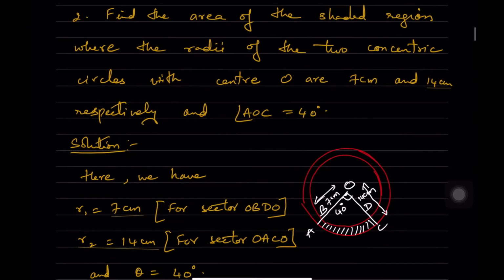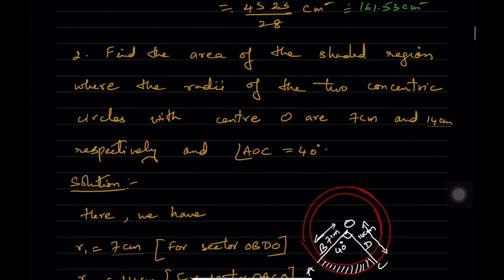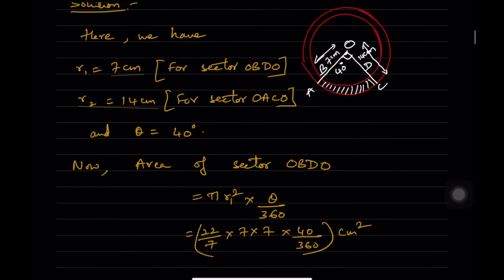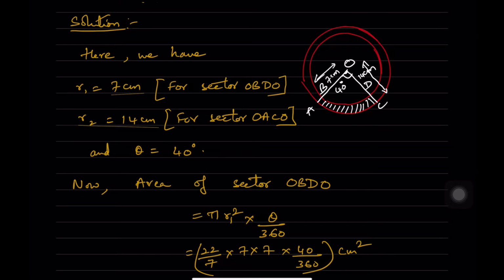Now second problem. Find the area of the shaded region where the radii of the two concentric circles with center O are 7 centimeters and 14 centimeters respectively. From the figure, you can see you are having two sectors. One is the bigger sector, one is the smaller sector. The radius of the smaller sector is 7 centimeters, radius of the bigger sector is 14 centimeters. For the shaded part, how do we find it? It is the area of the bigger sector minus area of the smaller sector. You will get the area of the shaded region.